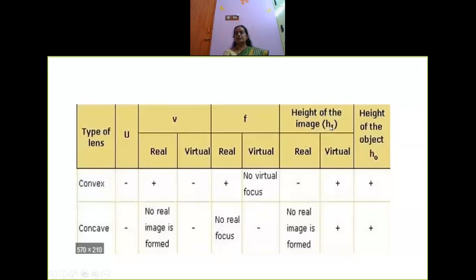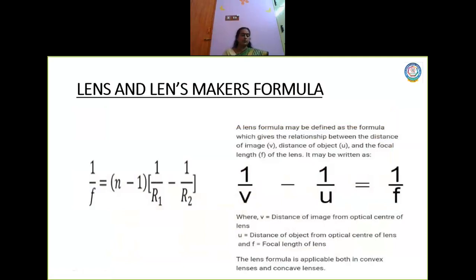H dash is the height of the image, sorry, height of the image. H O is the height of the object. So Cartesian convention plays a very important role to solve the problem. Now with this we are moving on to lens and lens maker formula.